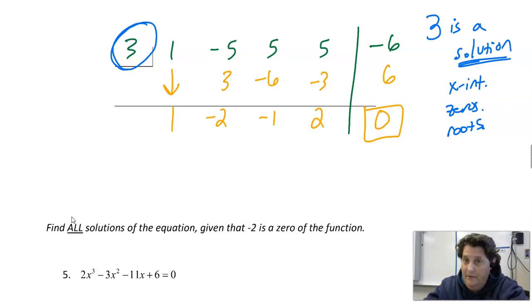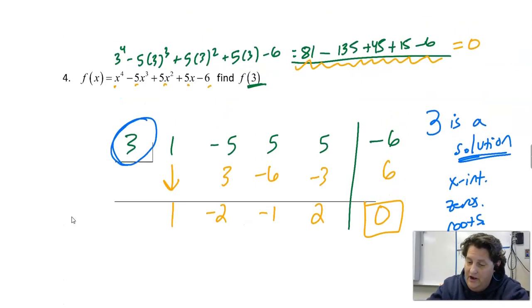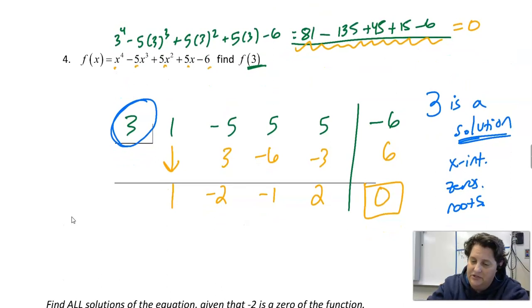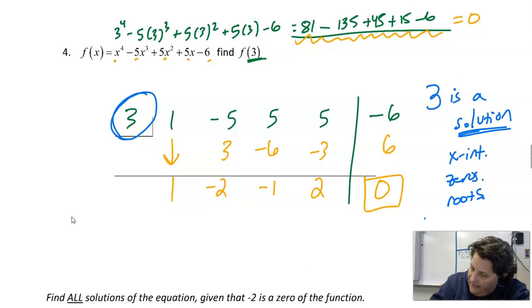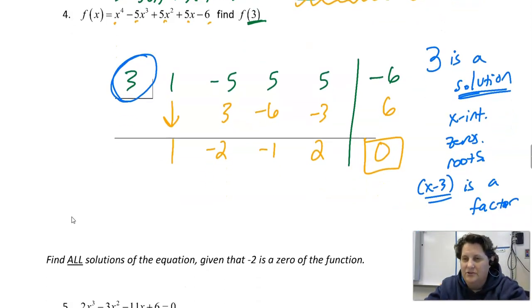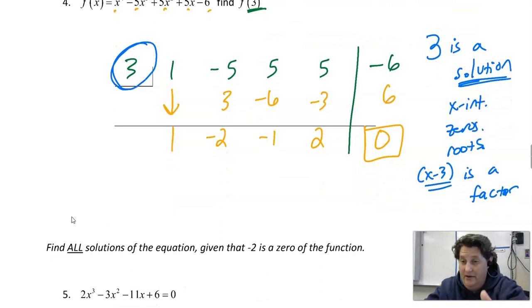All right. The other thing that we know, even though it didn't ask me this, I'm just going to write it so you guys can see it. The other thing that we know is x minus 3, where that came from, is a factor because it divides evenly. All right, so these are all things that we learn when we get a remainder of 0 on synthetic division. Okay?